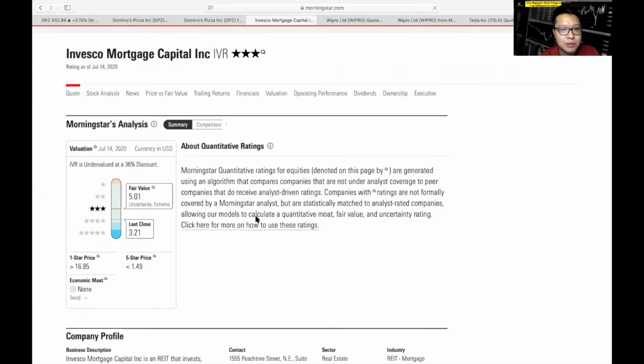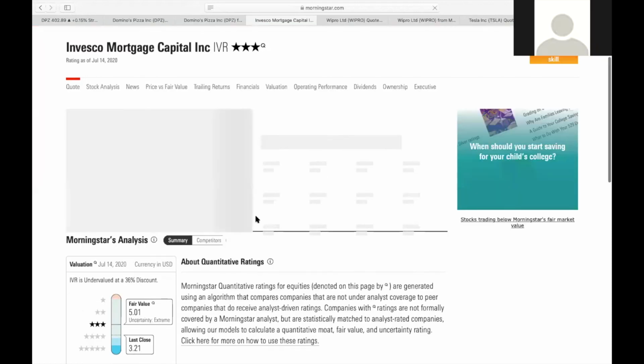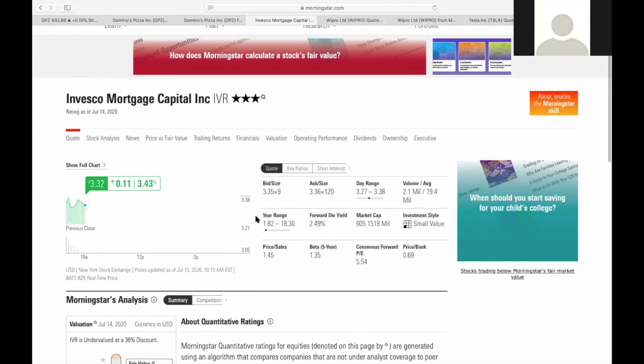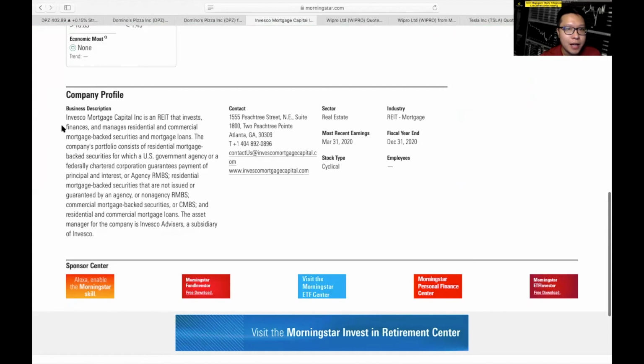So basically what I do is what y'all should also do, which is go to Morningstar and check it out. Invesco Mortgage Capital. First thing I do is at the bottom left, I look at the company. So this is a REIT that invests, finances, and manages property. Asset manager for this is Invesco, subsidiary of Invesco Advisor. So this is a REIT lah.